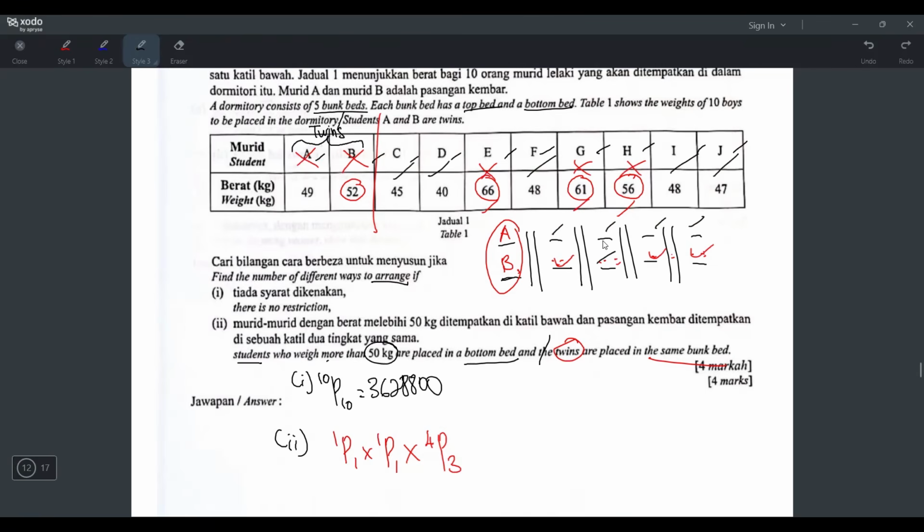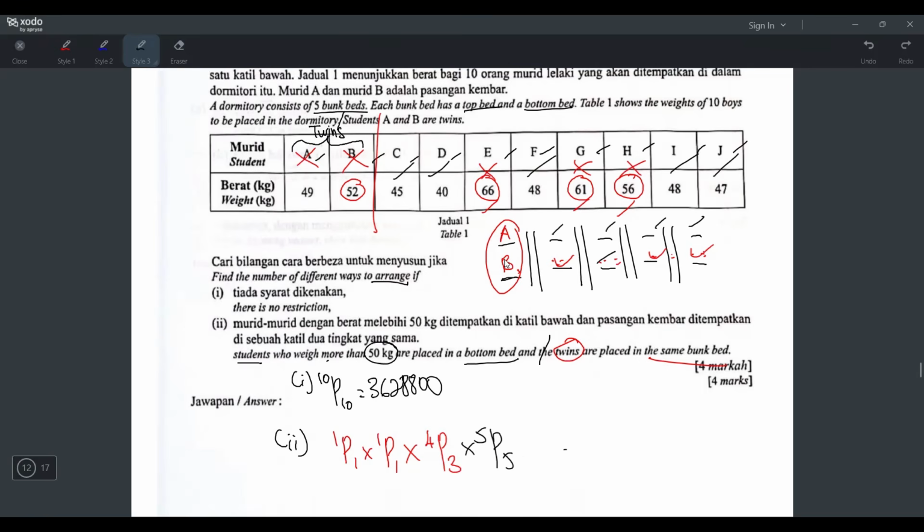So it's 5P5, because this remaining 5 slots have no condition already. There's no condition for this 5, so it's just done normally like 5P5. So that is the answer. But actually I told you already, this one has to be times 5. Do you know why? Because when you do like that, you are finding 1P1 times 1P1 times 4P3 like that.